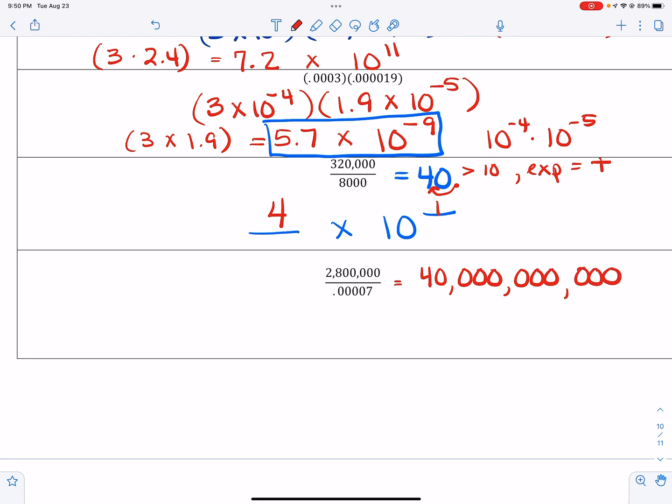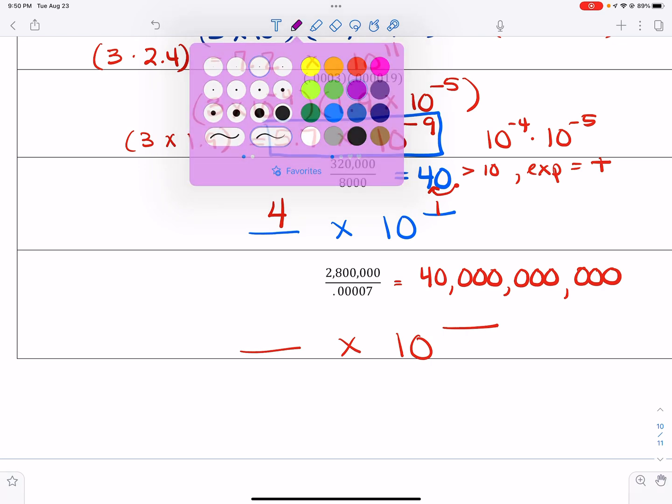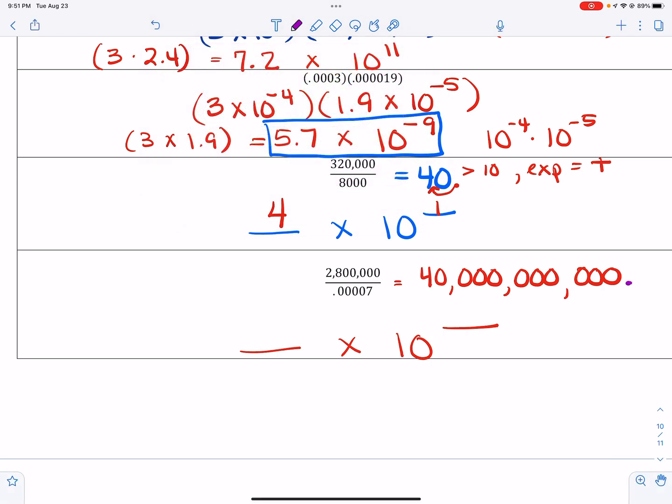Okay? And so now I want to write that into scientific notation. So blank times 10 to the blank. Here's my decimal point. I'm going to move it so it's right after the 4, and then I count 1, 2, 3, 4, 5, 6, 7, 8, 9, 10 to the 10th power. And that finishes off 5.6.